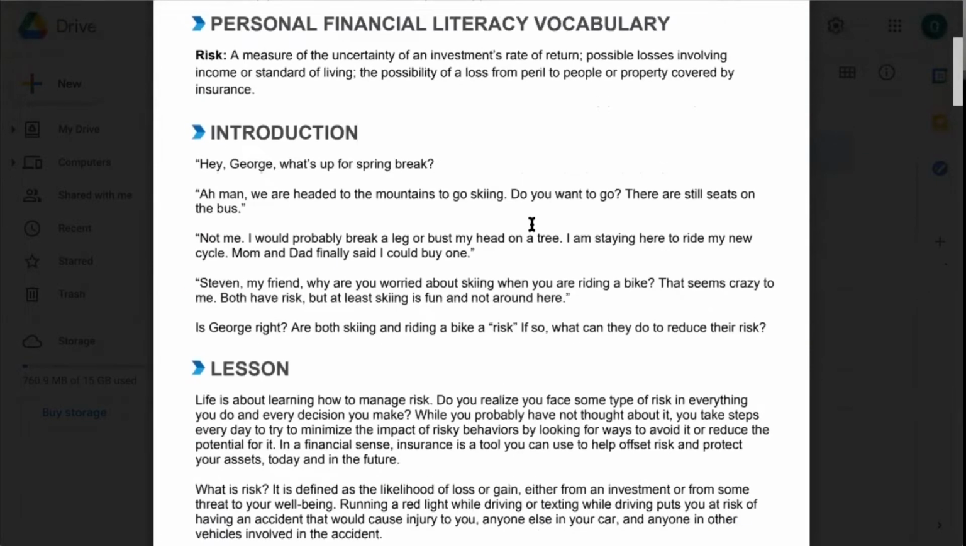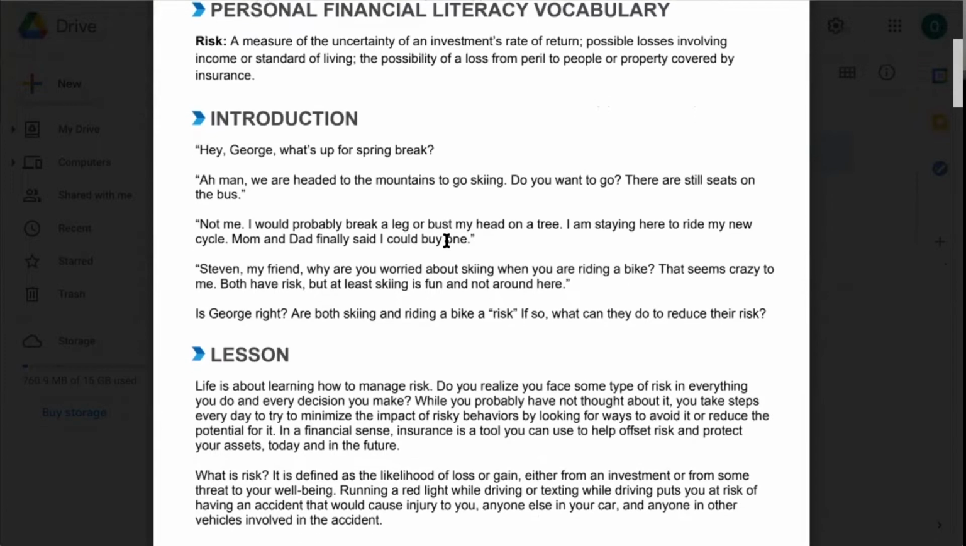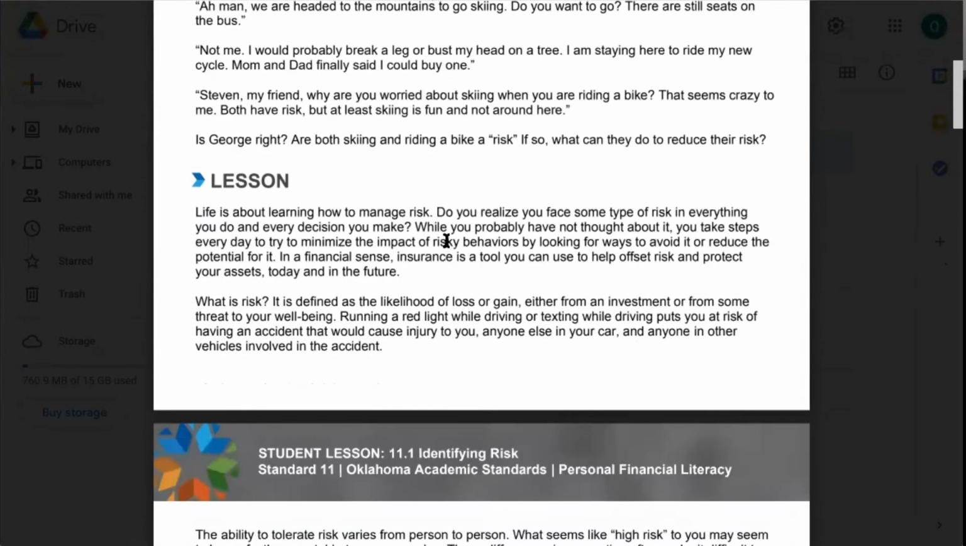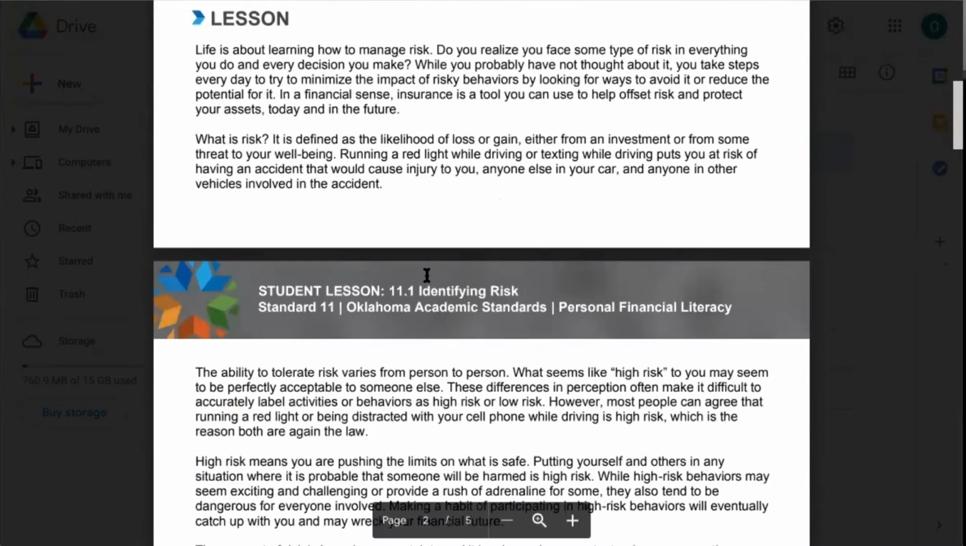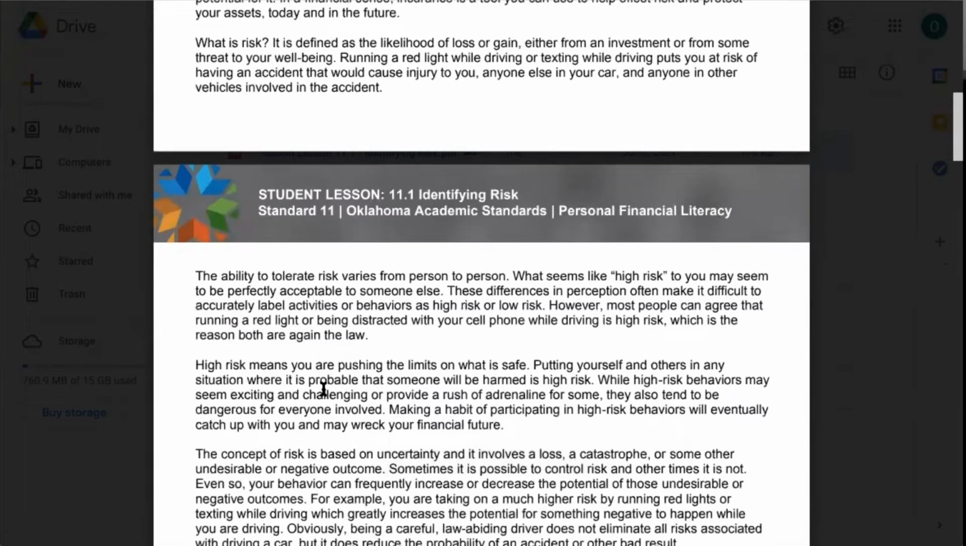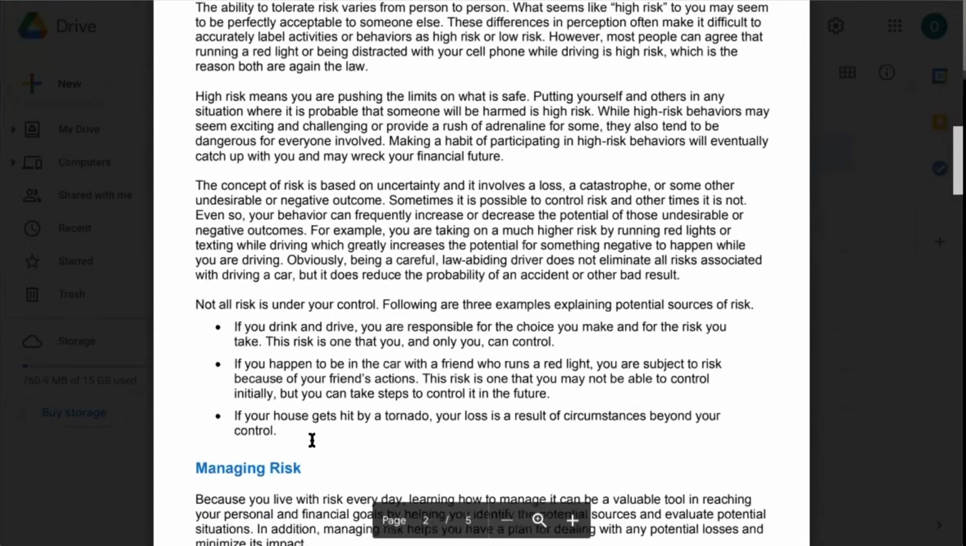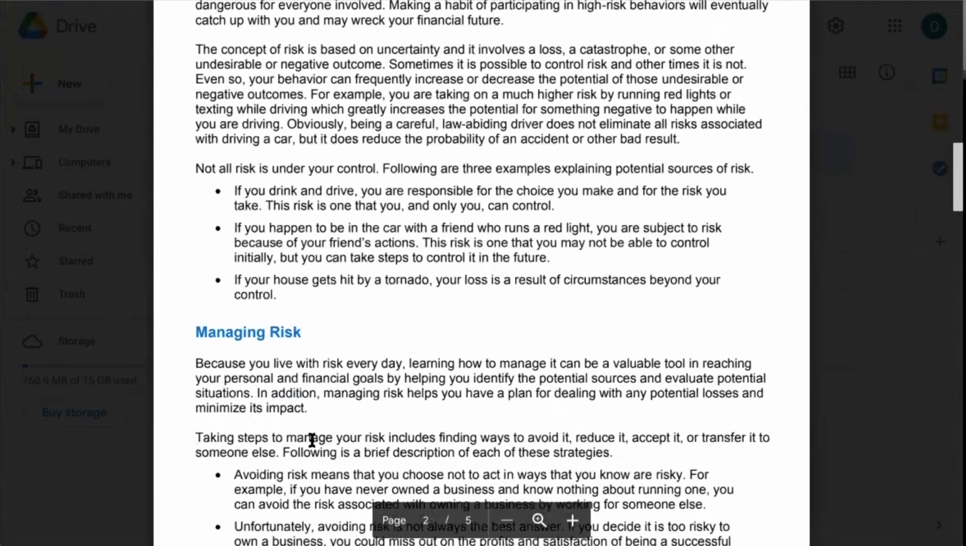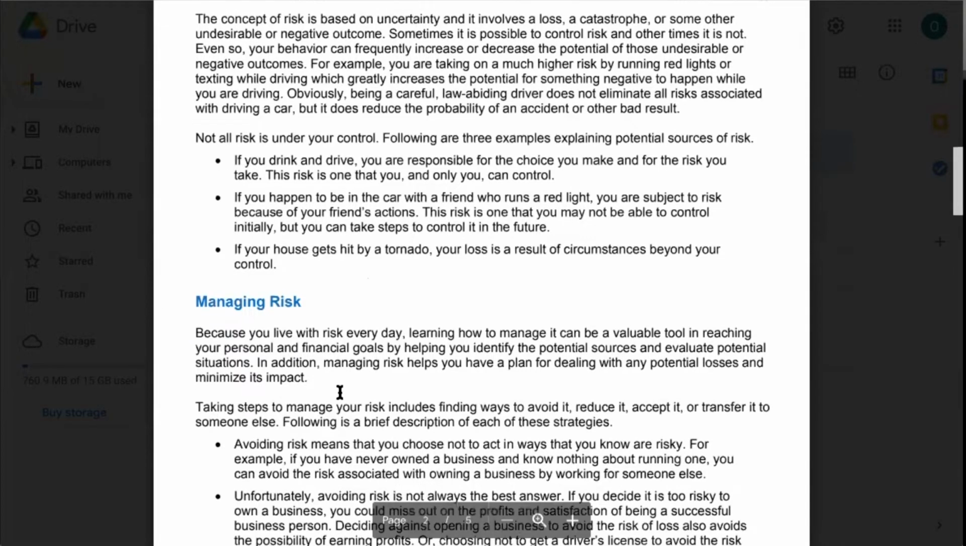So we go through here, our main vocabulary word is risk. That's what we're focusing on in this lesson. And then really defining what is risk and discussing that the ability to tolerate risk varies from person to person. What seems like high risk for somebody may be perfectly acceptable to somebody else. And then also looking at how a lot of risk isn't under your control. Some is, but some isn't.